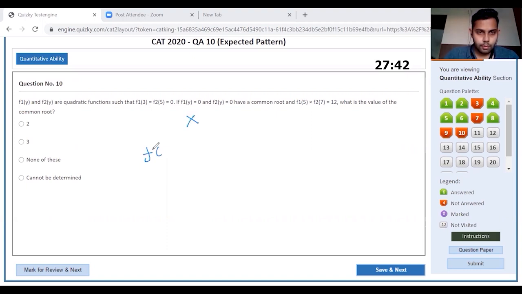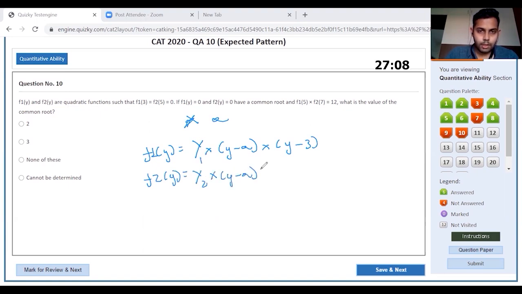So f1 of y is basically equal to, let's take capital Y as a constant, into y minus a, right, into y minus 3. Okay, let's take it as a, the common root. And f2 of y is equal to y2 y1 into y minus a into y minus 5.